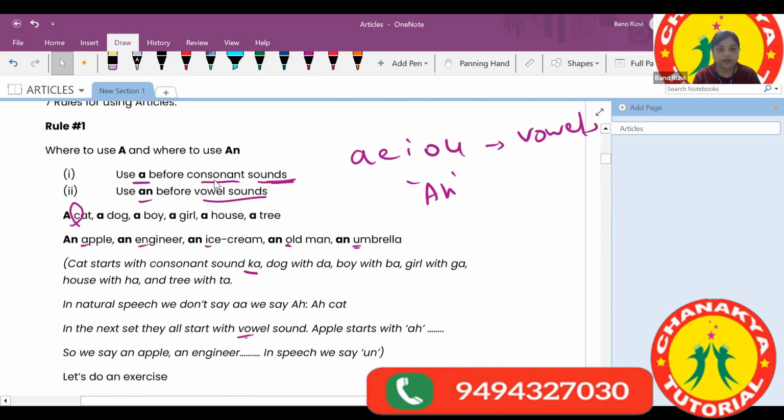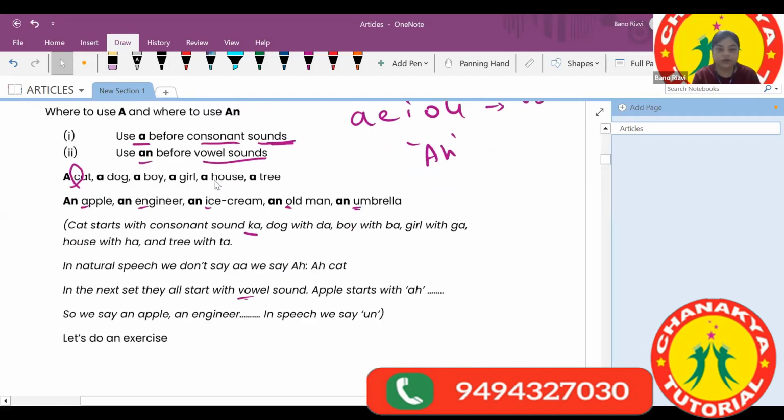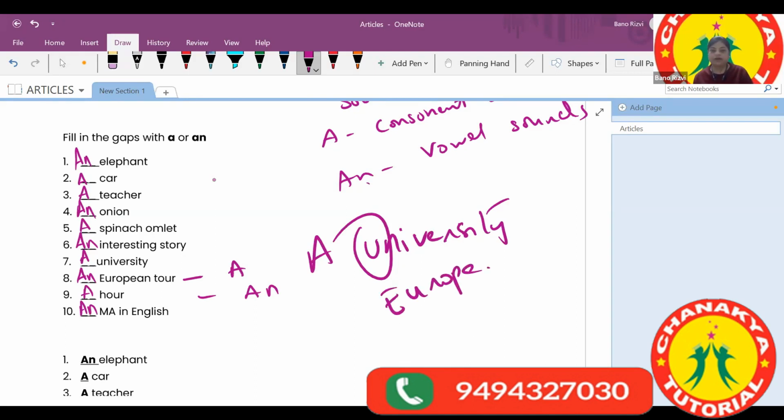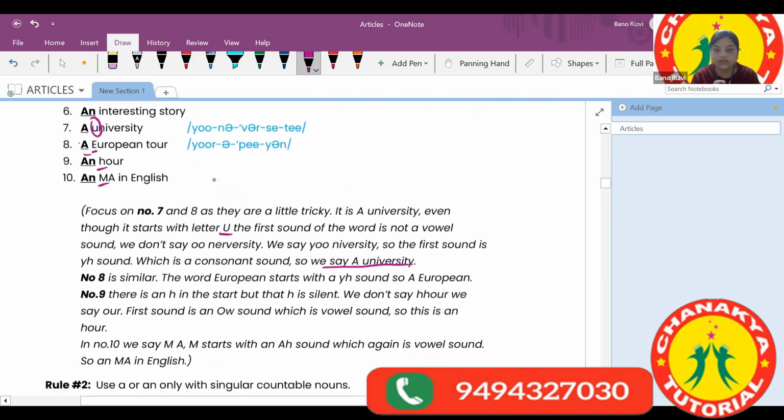Let's do a quick revision. Okay. We use a before a consonant sound and we use an before a vowel sound. So you can say it is a university, although it is starting with a U, it is always a university. Europe, we are going to say a Europe tour, a Europe currency. And an MA in English, we are going to say an MA in English, because of the sound. We have to focus on the sound.